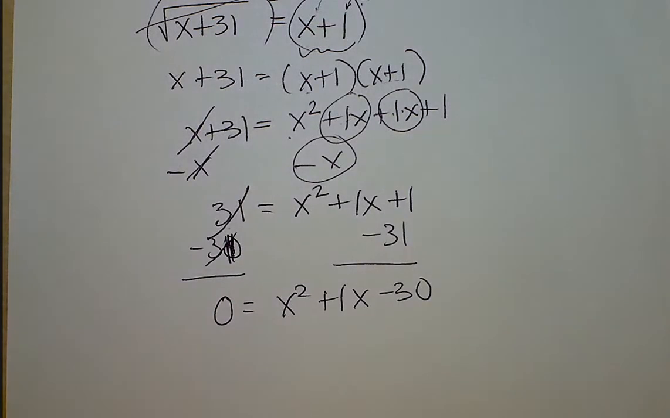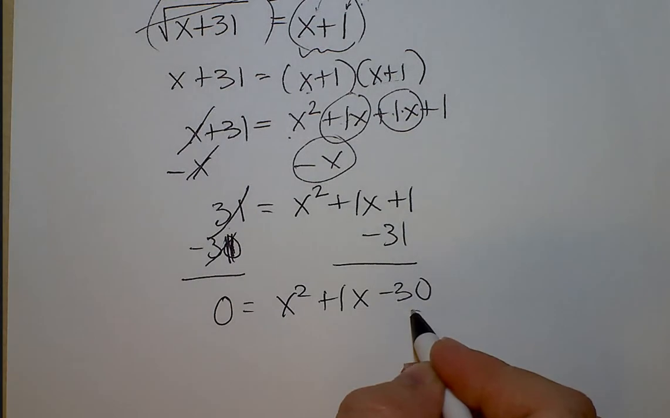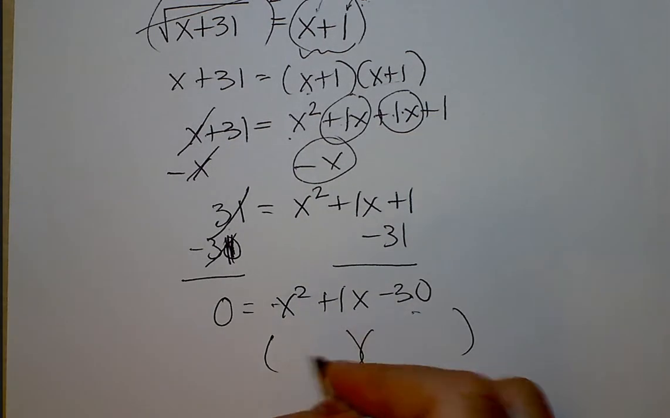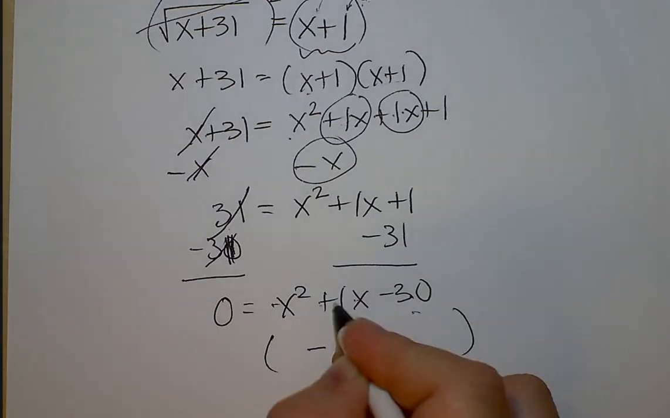A couple of different ways to do this. I'm going to solve this. You could use the quadratic formula. That always works. I prefer to factor when it's possible. What multiplies to equal negative 30 and adds or combines to give you a positive 1?